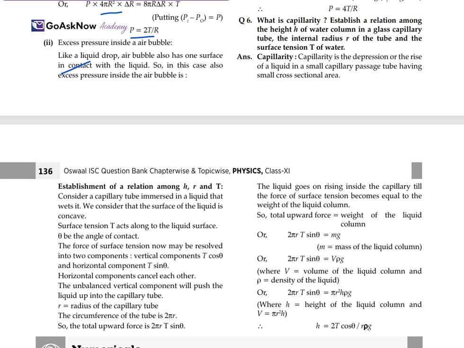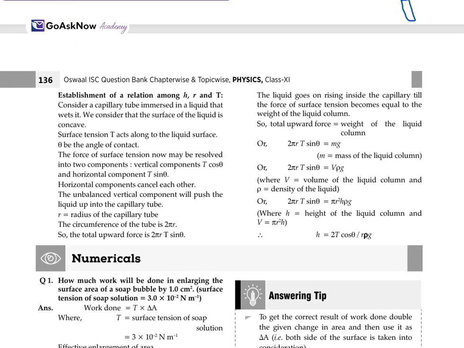Now, what is capillarity? Establish the relation among the height h of the water column in the glass capillary tube, the internal radius r of the tube, and the surface tension T of the water. Capillarity is the depression or the rise of the liquid in a small capillary tube having a small cross-sectional area. It depends on the cross-sectional area of the tube. Here we establish the relation between h, r and T.